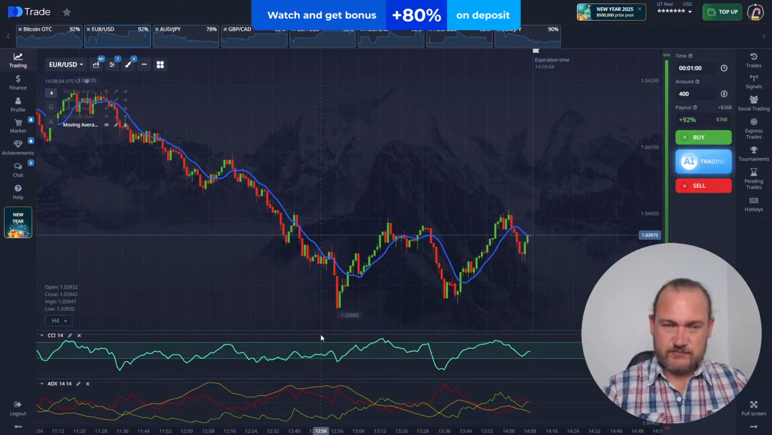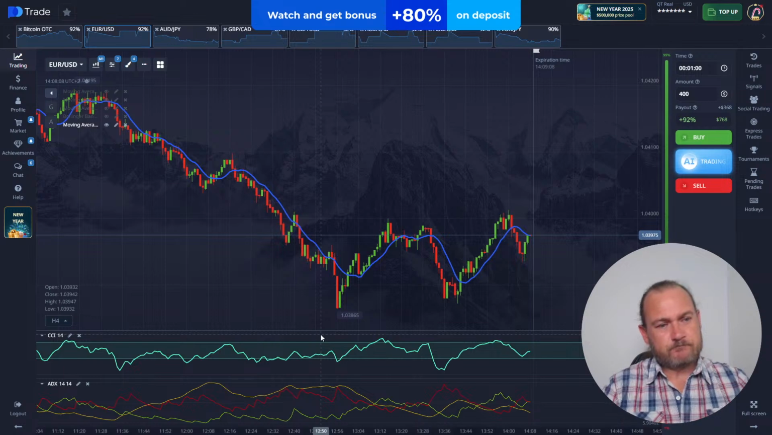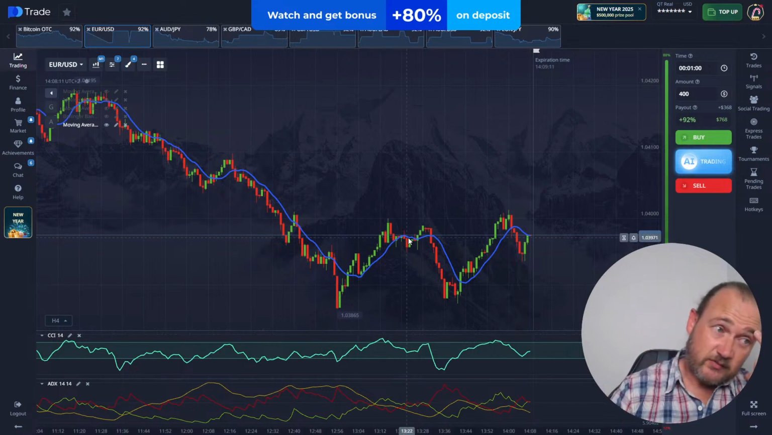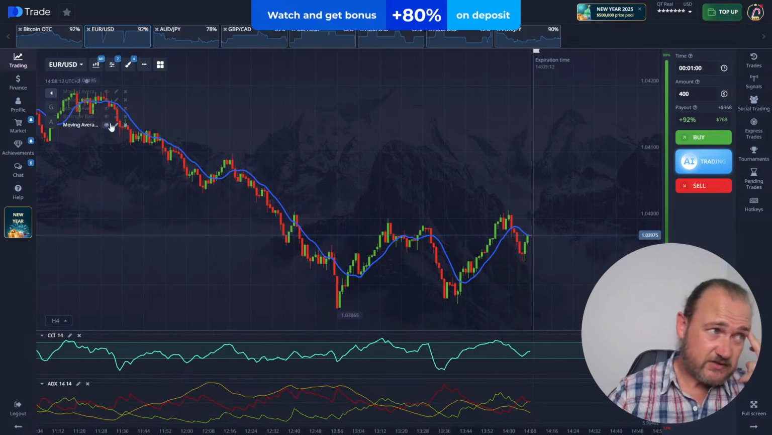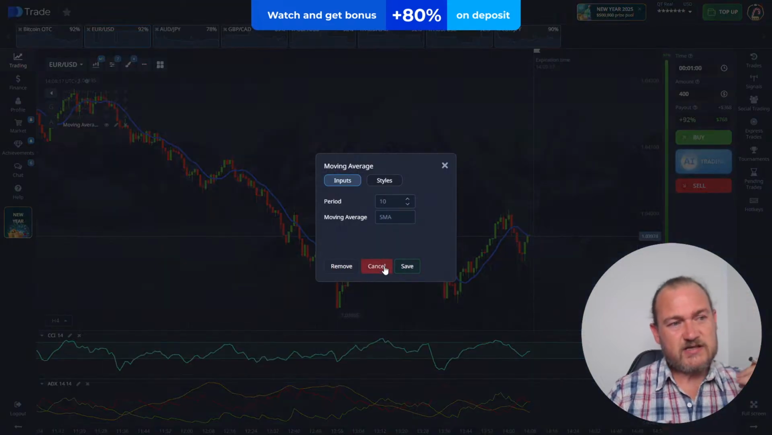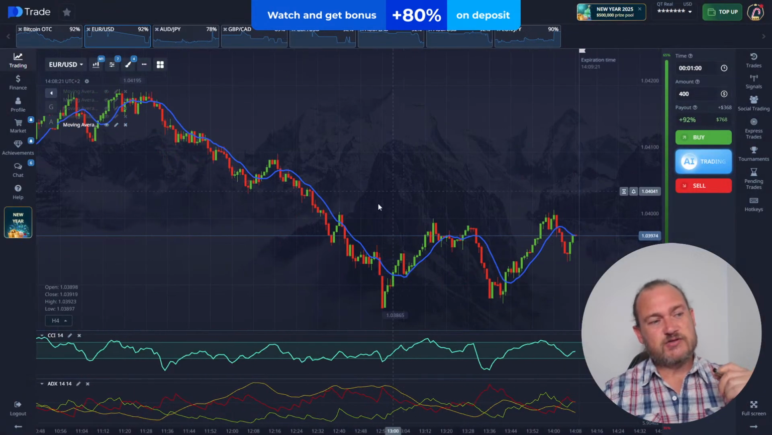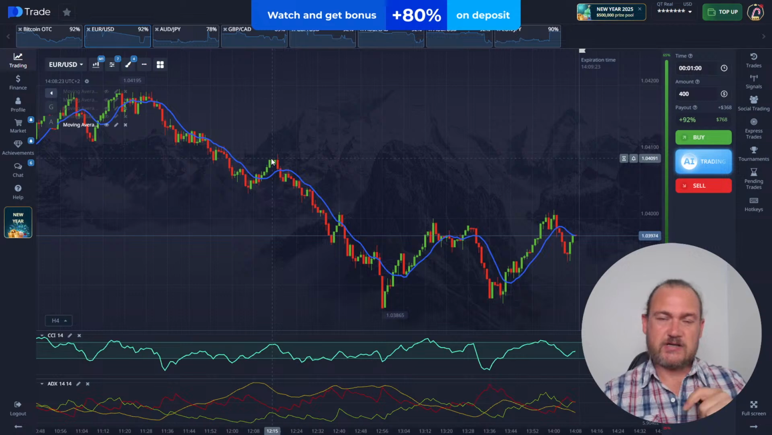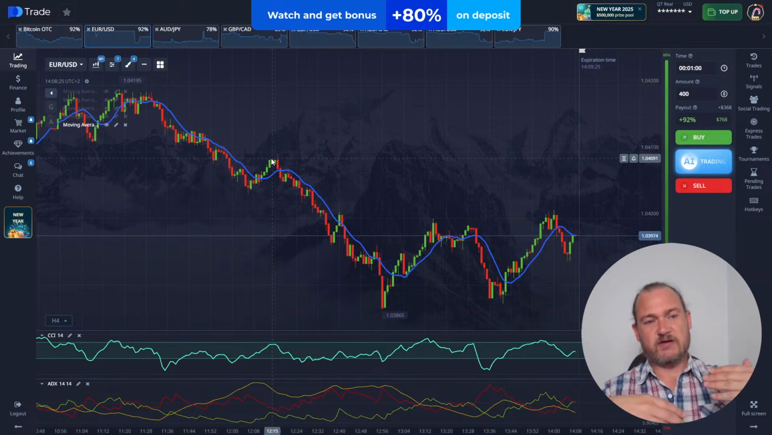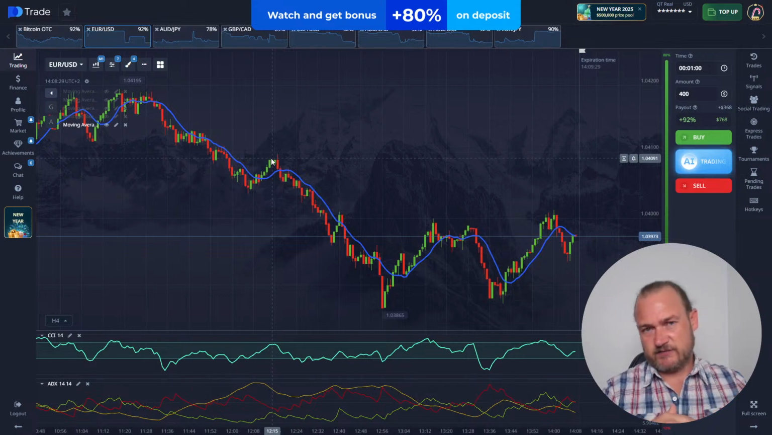So how can we use this? There's three very effective ways to use the CCI. The first one will be with the moving average. Now, this is a moving average. I've set this to a 10 period. It's a simple moving average. Basically, I'm using this to see whether the price is moving below or above the moving average. This will indicate price direction for us.